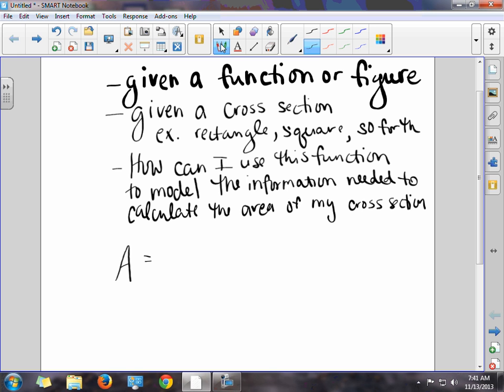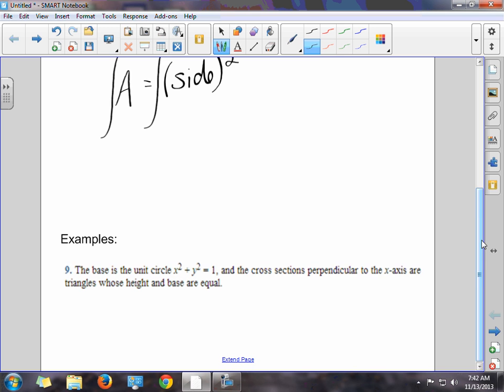So say it was a square, then you would need some sort of function that would model the side of one of those squares, and then your area function would just be one of the sides of those squares squared, because that's the formula for the area of a square. And then you take this and you integrate it over your given bounds. So let's take a look at an example.